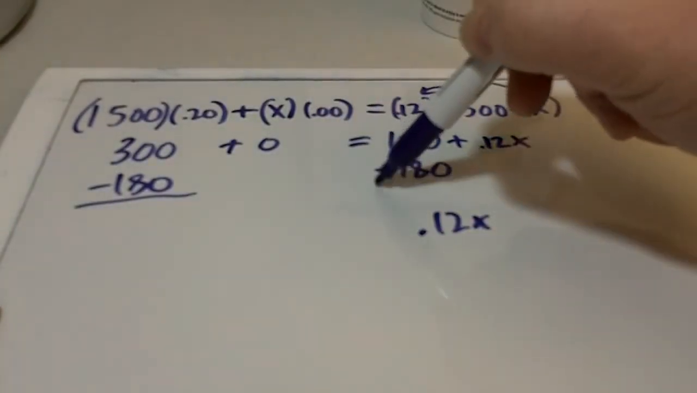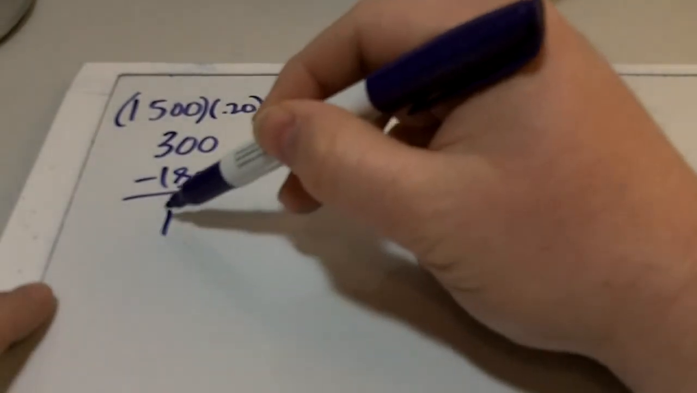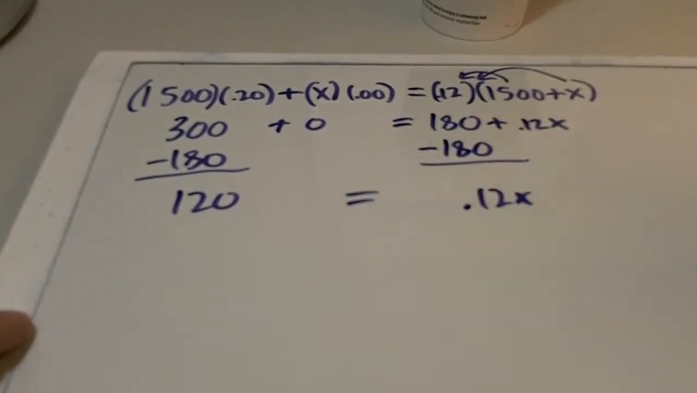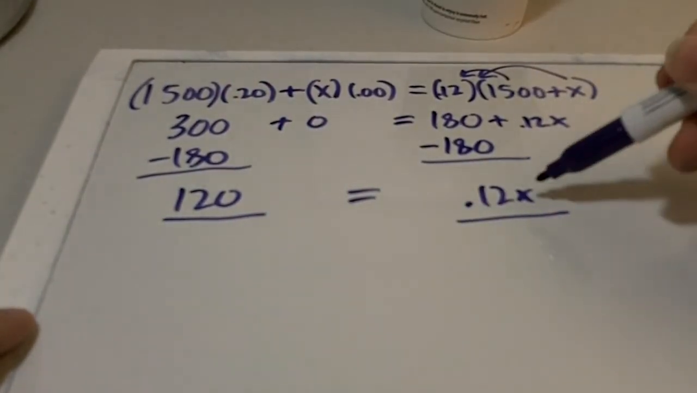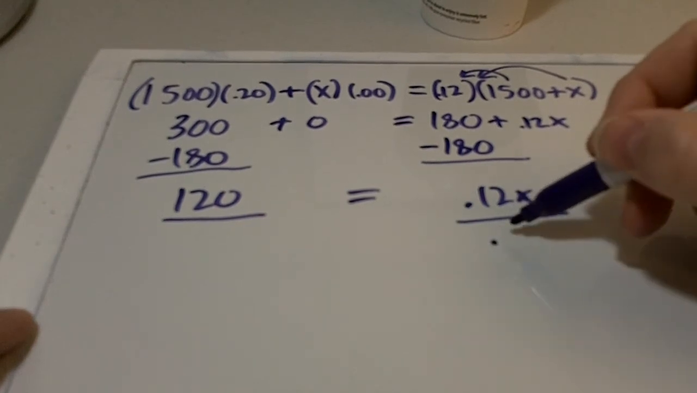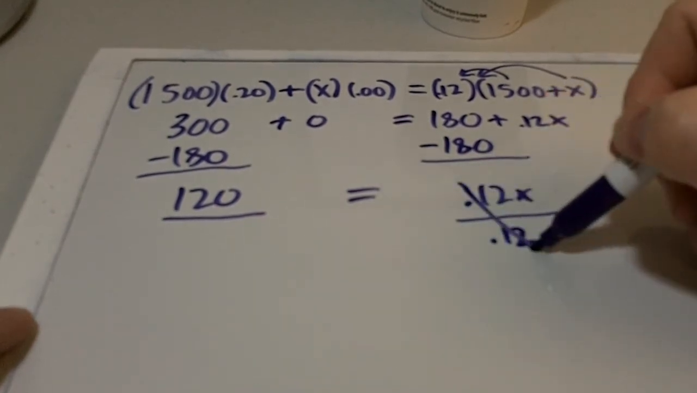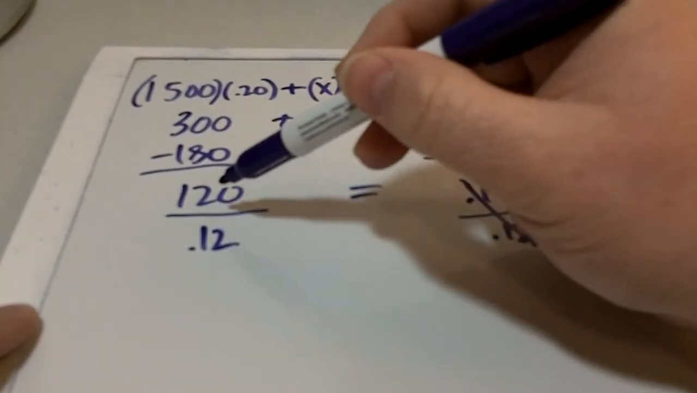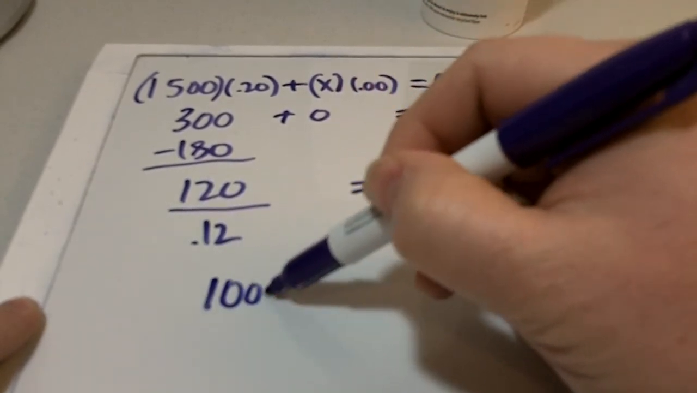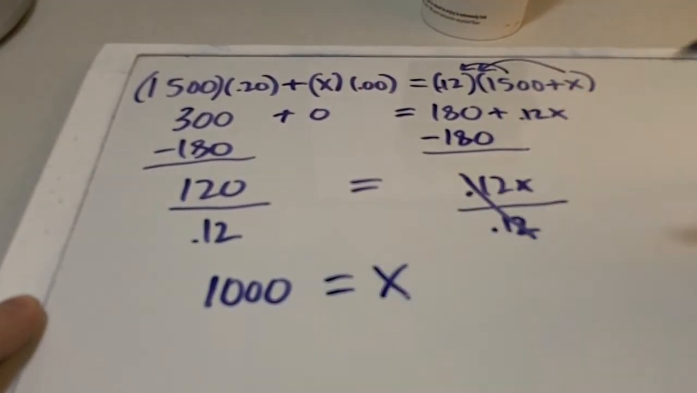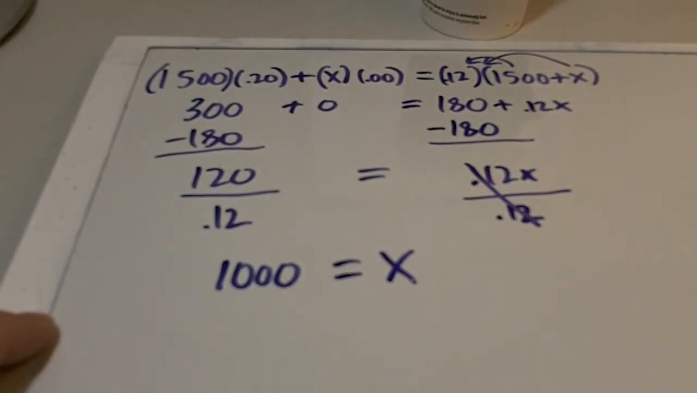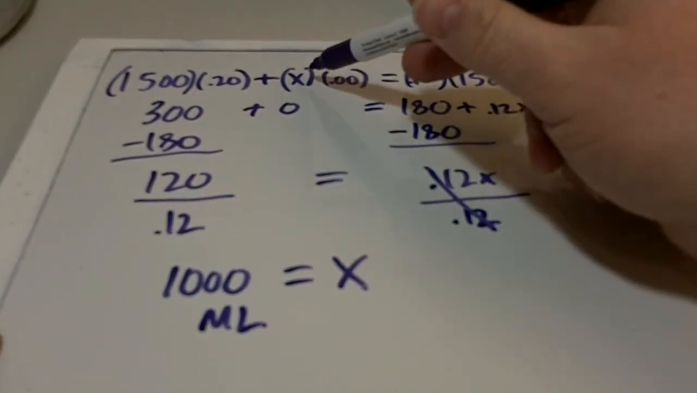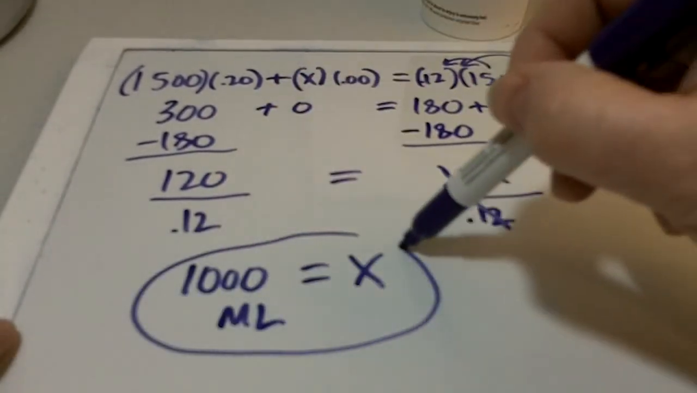When we did that, what we got over here was 120. So now we have 0.12x equals 120. In order to isolate the x, we divide each side by 0.12, and that cancels there. 0.12 goes into 120 1,000 times. So x equals 1,000, and that means 1,000 milliliters is our unknown quantity up here. That is the algebra way to do it.